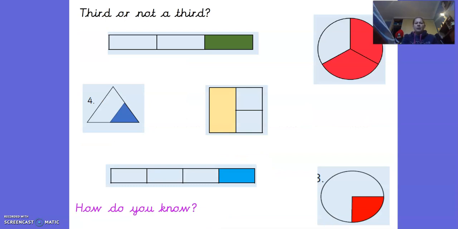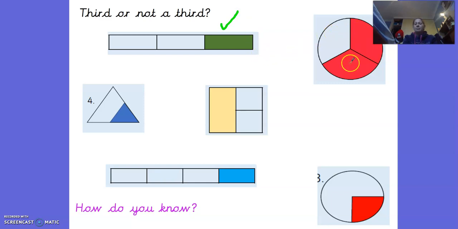Now, have a look at these shapes. You will need to pause it in a minute. Have a look and decide, are these shapes split into thirds, and is a third of each shape coloured in? Pause the video and have a go. Okay, so the first one, yes, it's split into 3 equal parts, and one part is coloured in. So yes, that is representing a third.